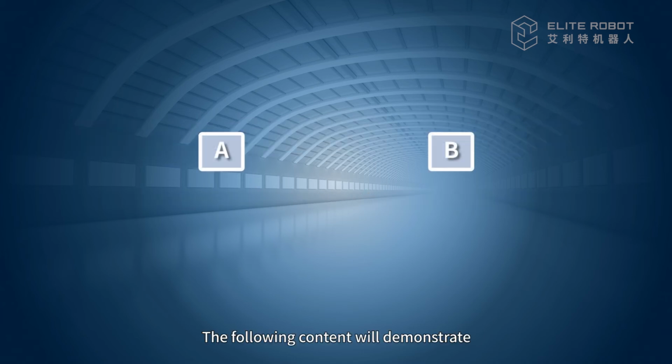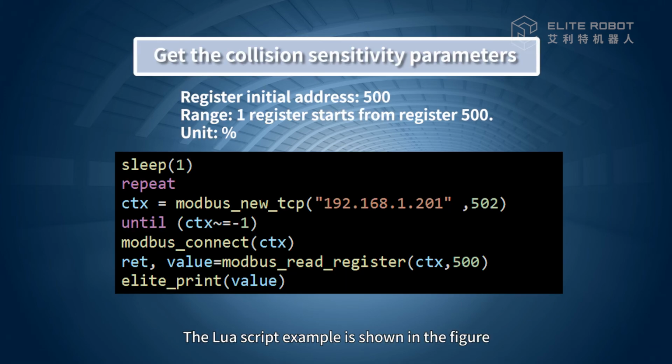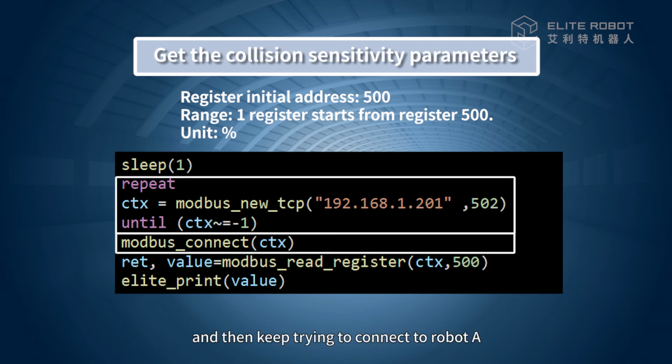The following content will demonstrate connecting two robots through Modbus. Robot B will be used as the client to read the value of the collision detection sensitivity of Robot A. The Lua script example is shown in the figure. The first line of the script means waiting for 1 second, and then keep trying to connect to Robot A until the connection is successful.